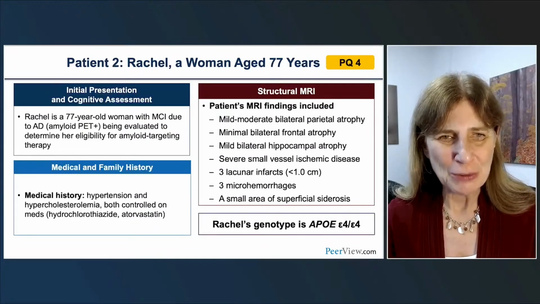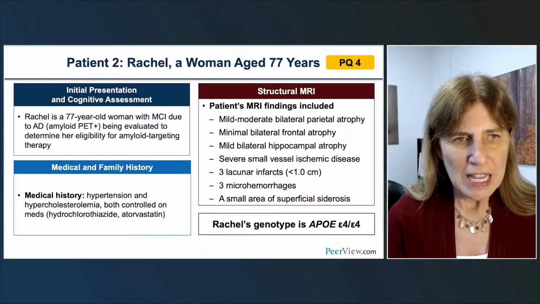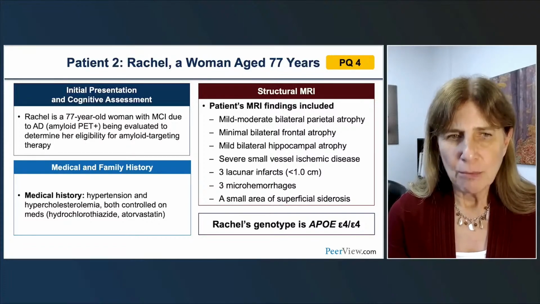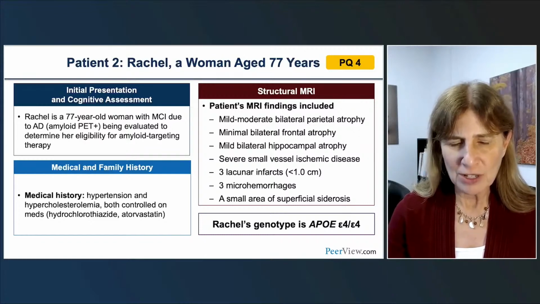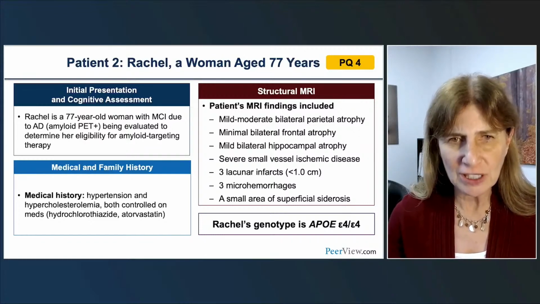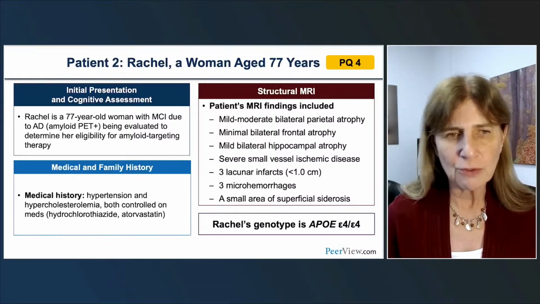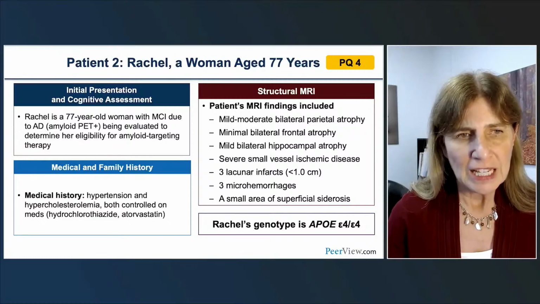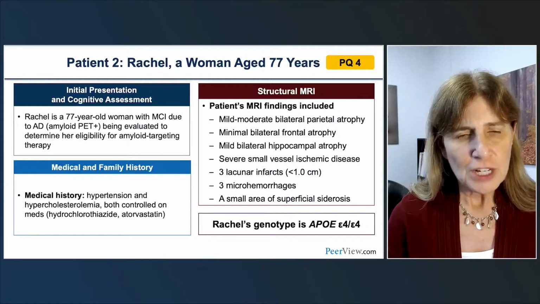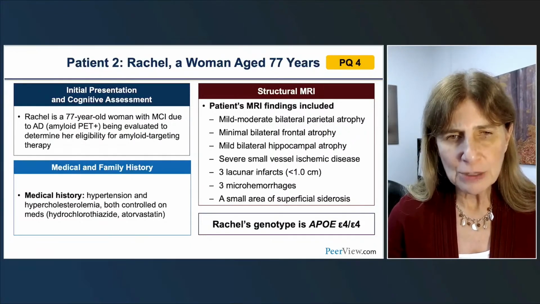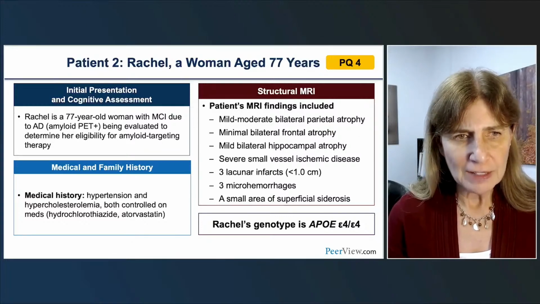Let's go on to another case, a different scenario. Now we have Rachel, a 77-year-old woman, and she has mild cognitive impairment due to Alzheimer's disease, PET amyloid positive, so confirmed biology, and her clinical staging is MCI. So on the surface, it would seem like she might be a good candidate for anti-amyloid therapy, and she's interested in that. She's being evaluated as to her eligibility. She has a history of hypertension and hypercholesterolemia, controlled on meds. She's on hydrochlorothiazide and atorvastatin.